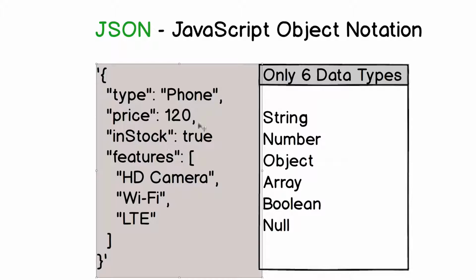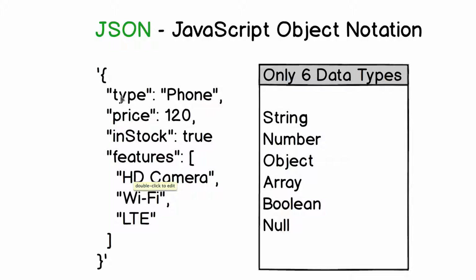Let's look at the structure of this object. It consists of key-value pairs separated by comma. Each key-value pair is separated by colon. Each key is surrounded by double quotes, and you cannot use single quotes here, because double quotes are required by the standard, and JSON parsers will throw an error if you use single quotes here.